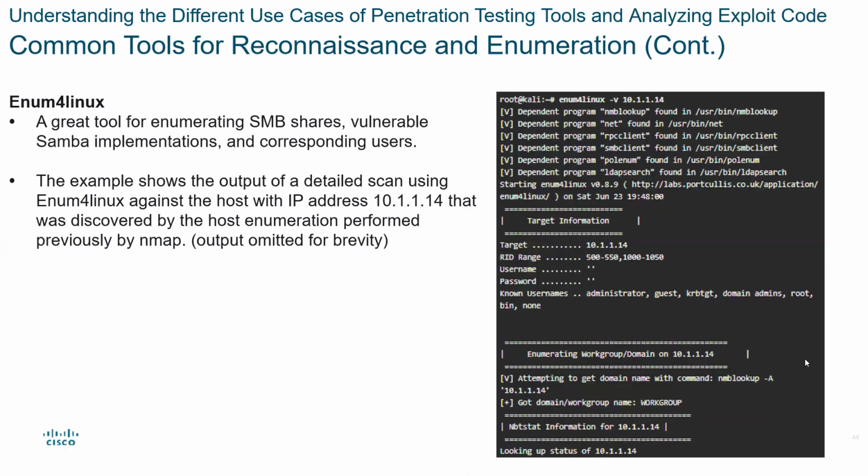Okay, so you have enum4linux. That enum is like enumerate, right? So if you want to enumerate things like SMB shares, vulnerable Samba implementations, users, you want to list. And when we say enumerate, we just mean we want to list, we want to itemize, we want to know, we want to understand. That's what that word means.